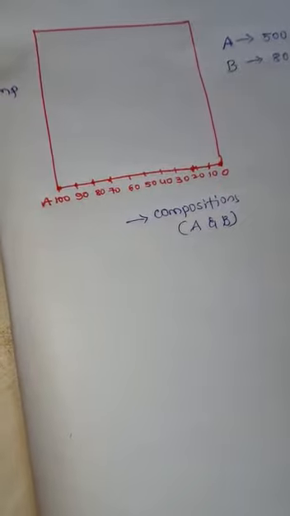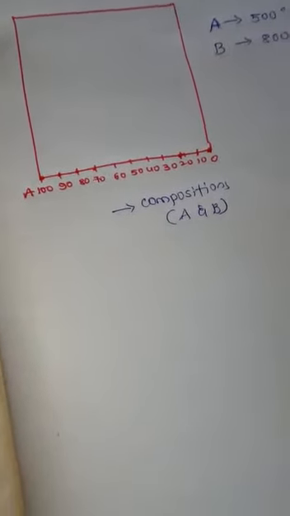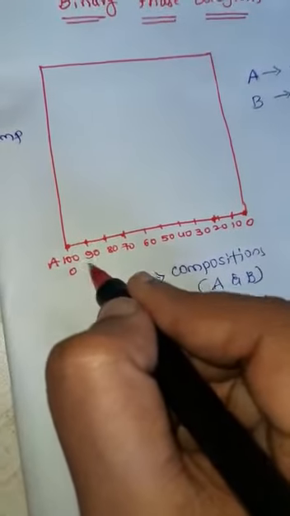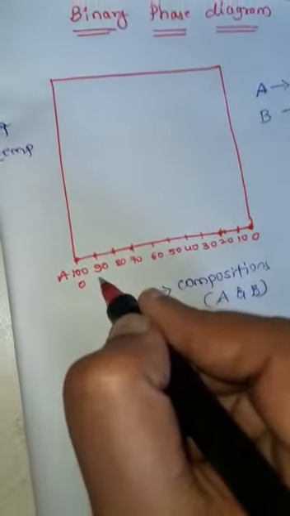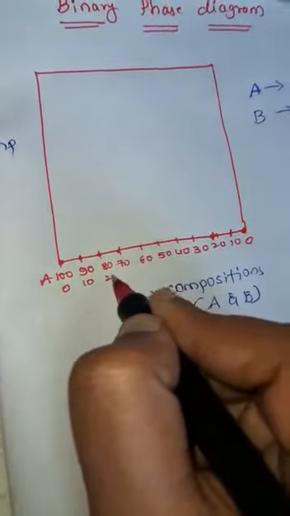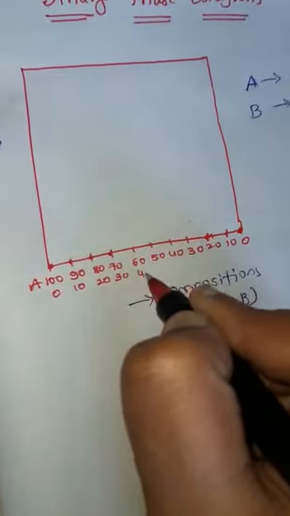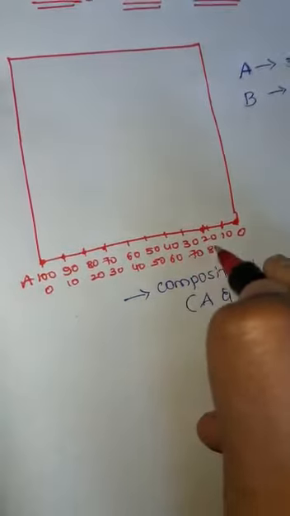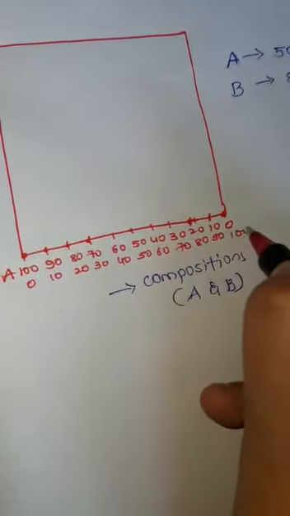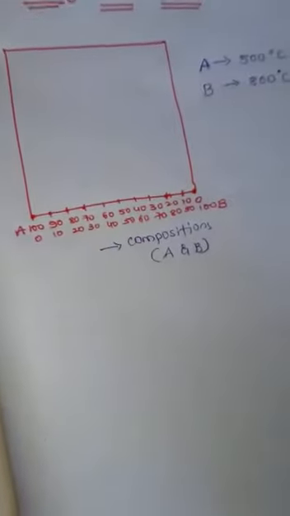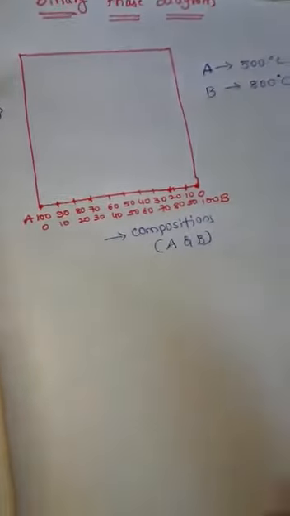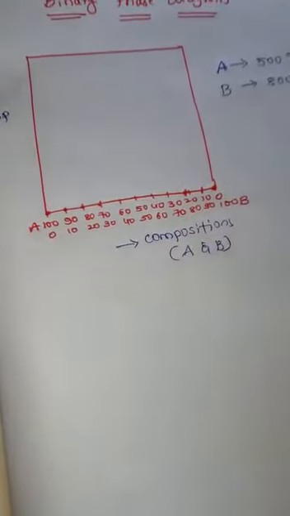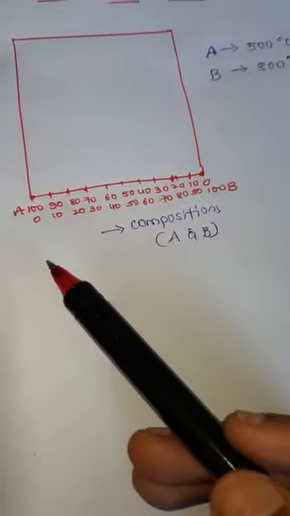This is the percentage. If A is equal to 100, what is B? Obviously B is equal to 0. If A is equal to 90, B is 10, then 20, 30, 40, 50, 60, 70, 80, 90, and finally B is equal to 100. You can start from A or from B, but here I start with A equal to 100.